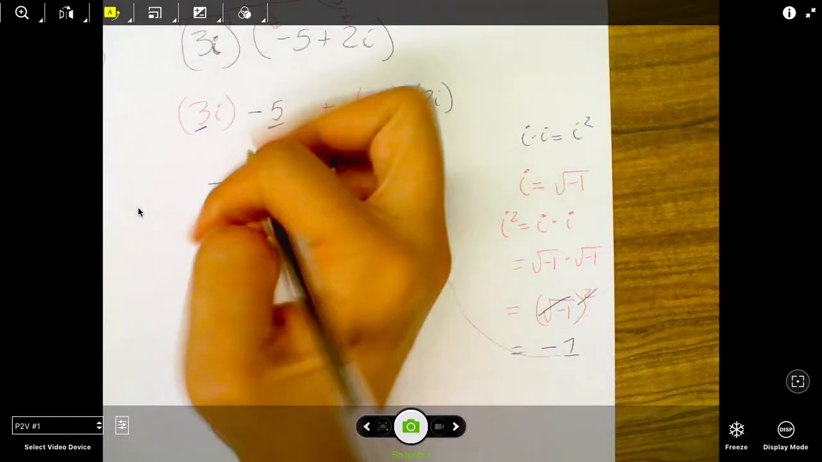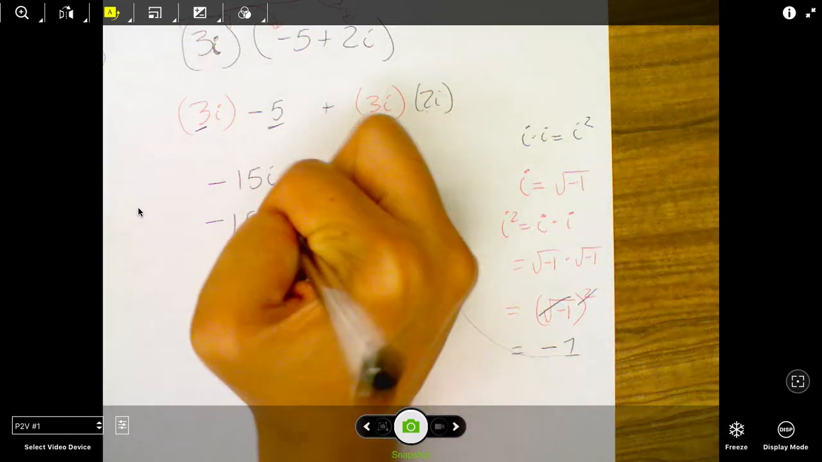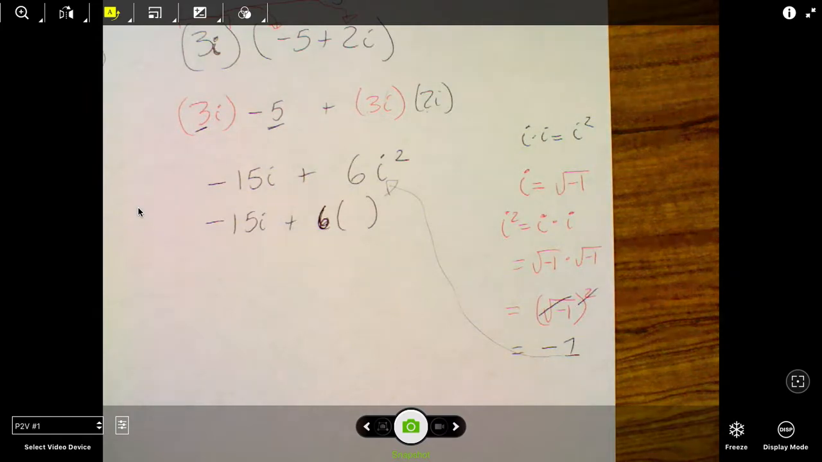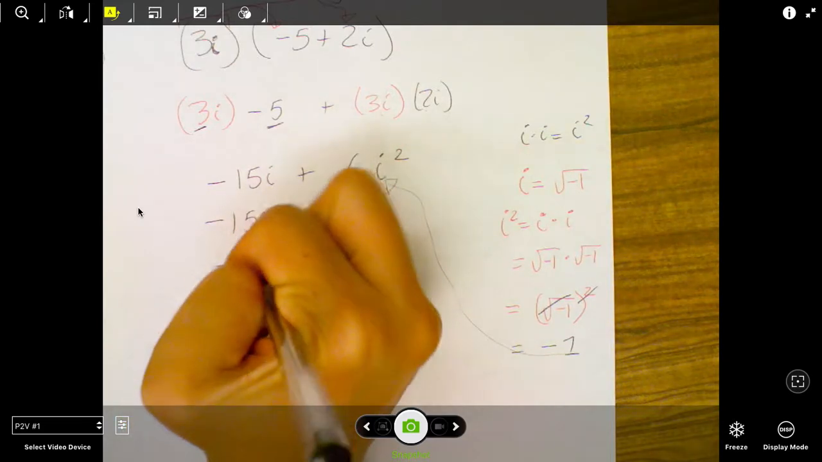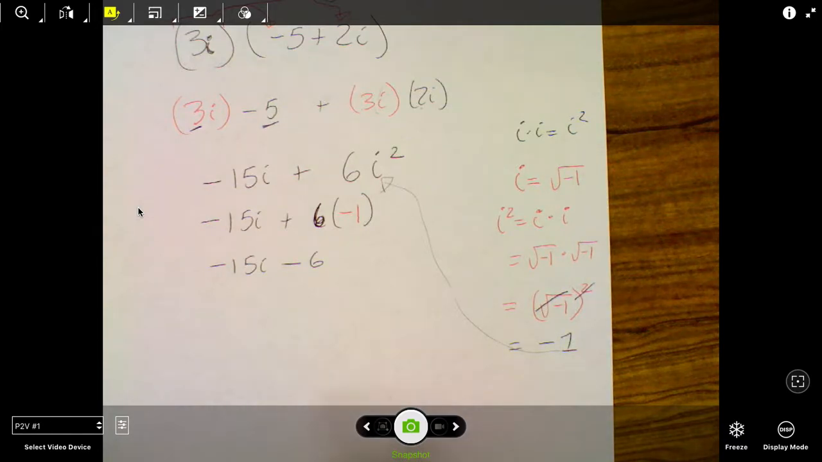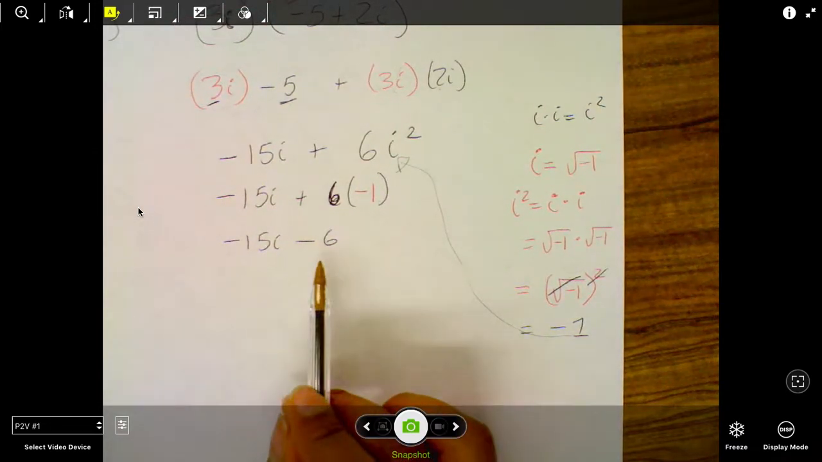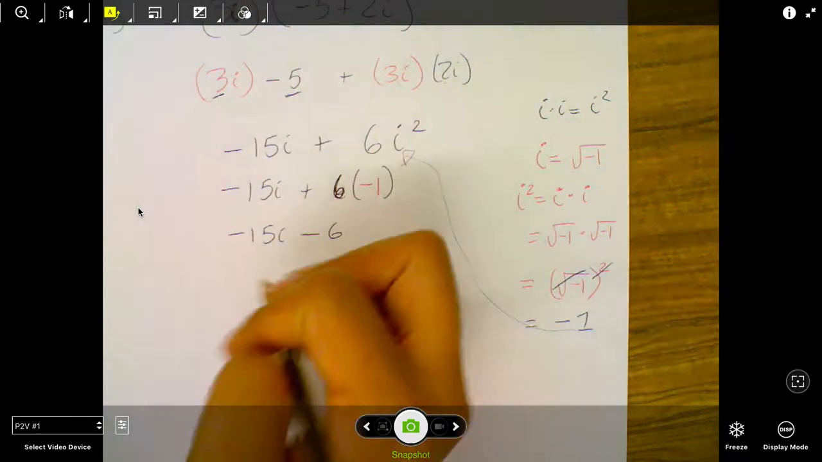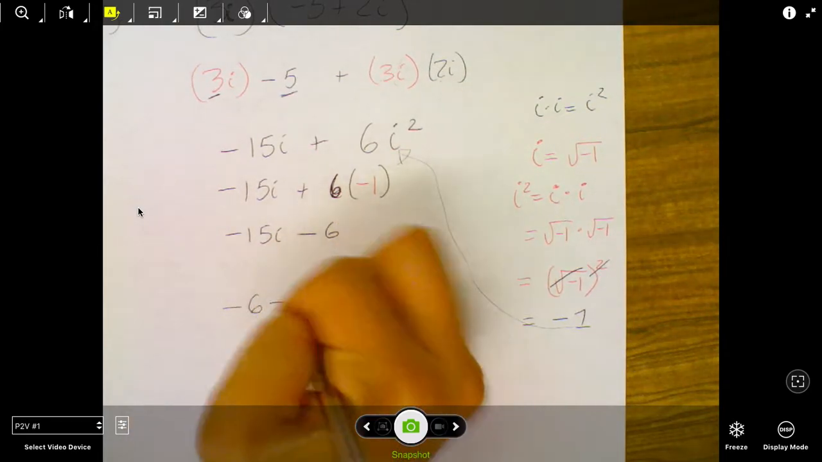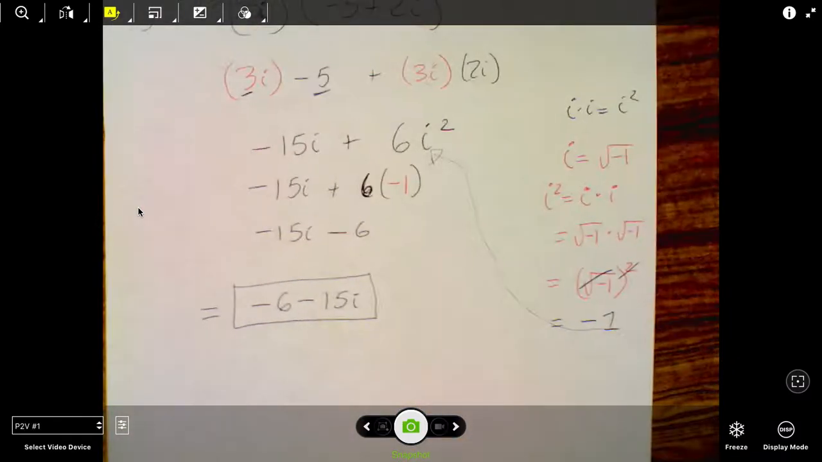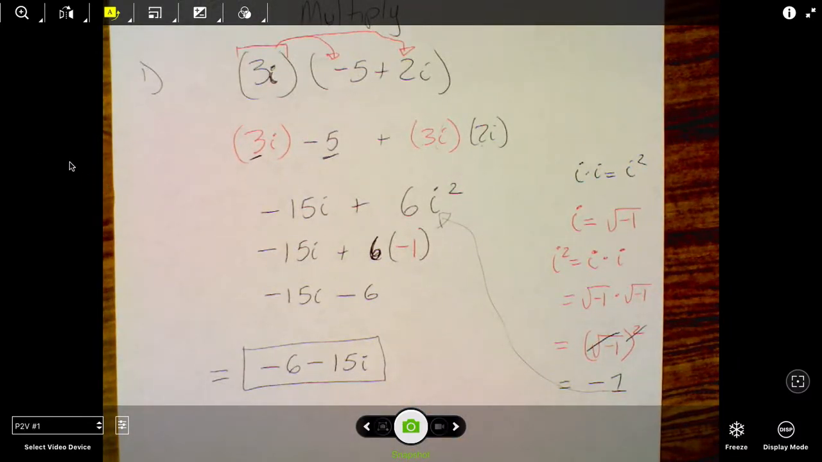So let's go ahead and write that in. -15i plus 6 times -1. It's very important to just keep rewriting. It keeps it neat and organized. Then we have -15i, and 6 times -1 is -6. The last thing I would suggest is that we usually have our real numbers up front and our imaginary numbers in the back. So let's rewrite this as -6 minus 15i. And that is our final answer for this multiplication problem.